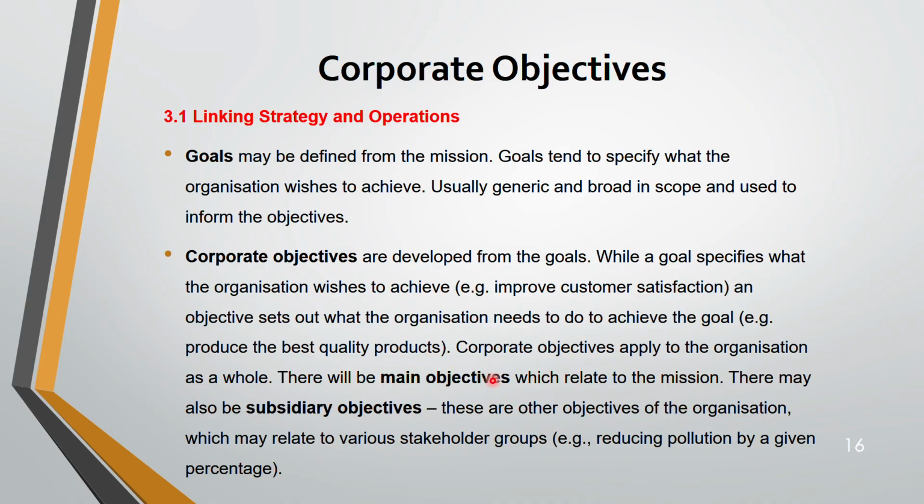Also, after the main objectives, there are some subsidiary objectives. There are other objectives of the organization which are for the various stakeholder groups. But remember, together with the subsidiary ones, everything has to relate to achieving your mission in the end. We are just breaking down that big chunk of information into small pieces. For example, for another stakeholder group, their objective might be to reduce pollution by so many percent.